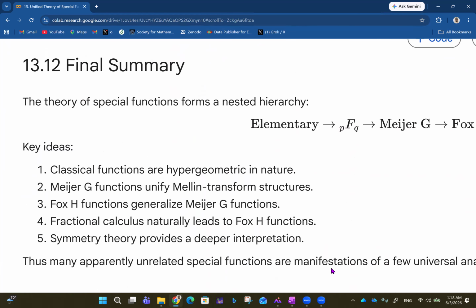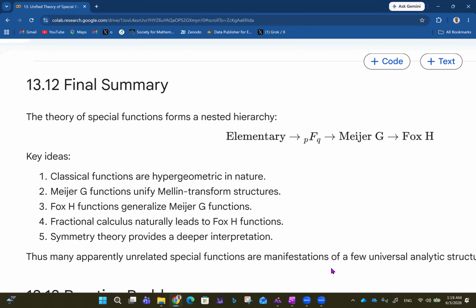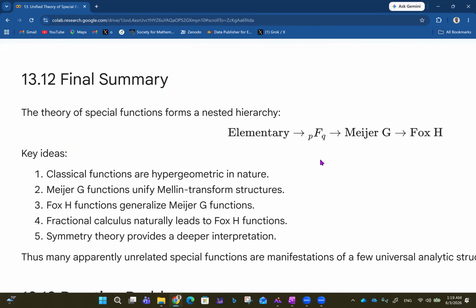So we have a summary then. The theory of special functions forms a nested hierarchy where you have elementary leading to the generalized hypergeometric, leading to Meijer G functions, and leading to Fox H functions, which generalize Meijer G functions.